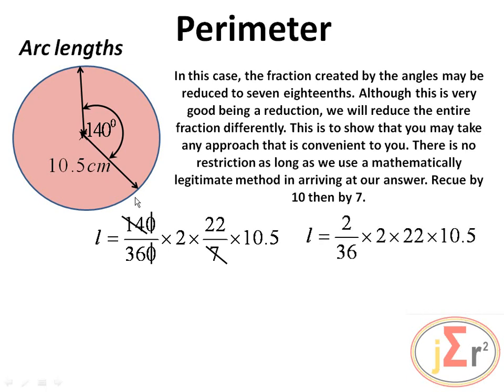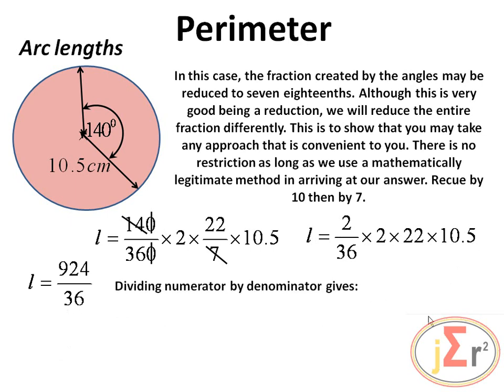Okay, so let us see how this works out. 7 into 14 is 2, that we have right there. The 36 remains, and of course we have our 22 repeated here and our 10.5. So in this particular case, 7 into 14 is 2, and that is what we have there. So we have 924 when we have multiplied all the numbers in the numerator, and then we are going to divide by 36, and what do we get? 25.67 centimeters.